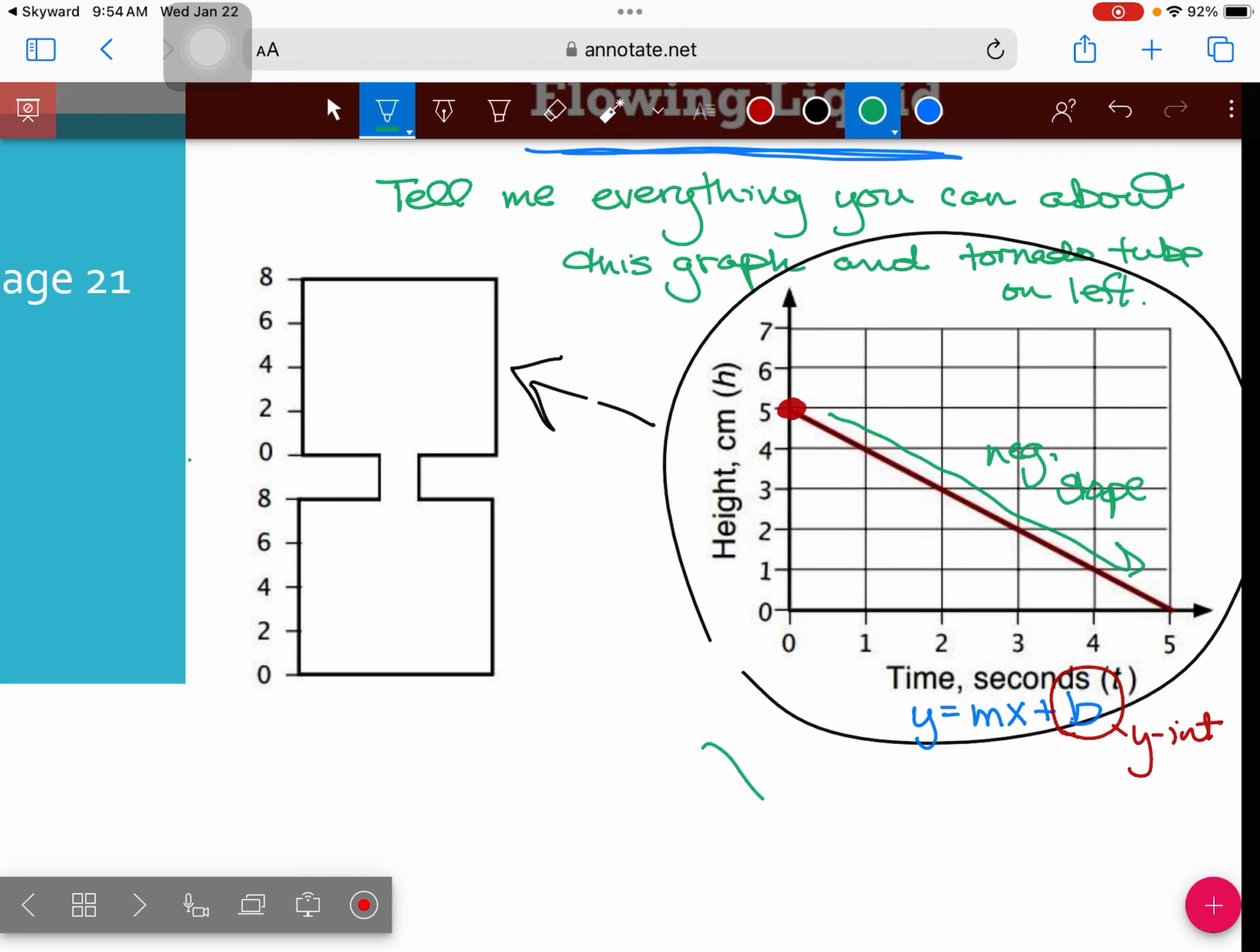I know we said 5 is going to be what B is equal to. We know that the M is negative. What about my Y and the X values? Can I put numbers in for those right now? No. So Y equals negative something times X plus 5. Okay? We said M is that slope.